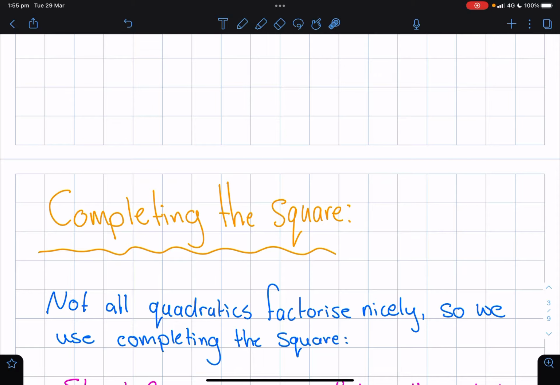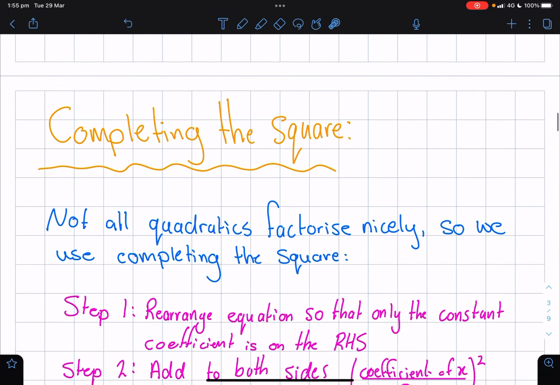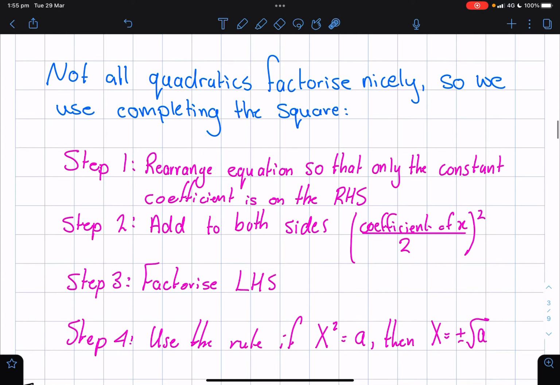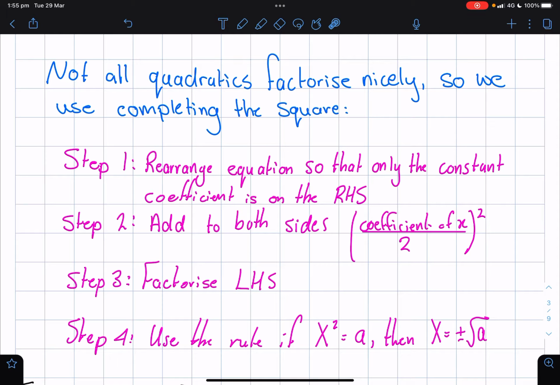So in the previous video we went through factorizing to solve for the roots of quadratics. We're now going to be completing the square. Not all quadratics factorize nicely, so what we need to do is complete the square. There are a few steps involved, okay? So we want something that looks along the lines of this.